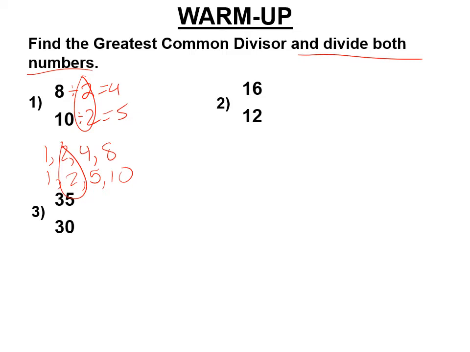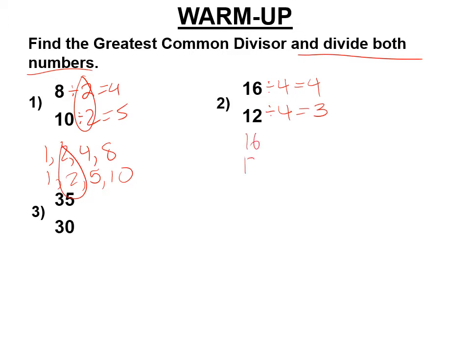Okay, so the next one, 16 and 12. 2 is a factor, but it's not the greatest common factor or greatest common divisor. The largest number that divides into both of these is 4. 16 divided by 4 is 4. 12 divided by 4 is 3. And one of the reasons I have you do the division is that notice there we get a 4 and a 3. You can't find a greater common factor than 1 for 4 and 3.